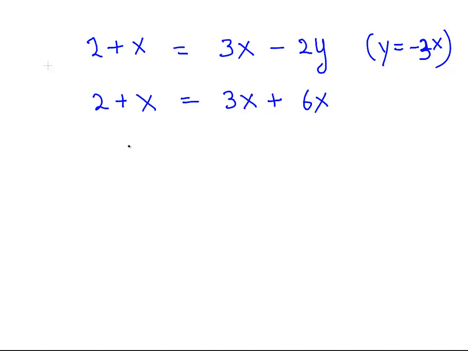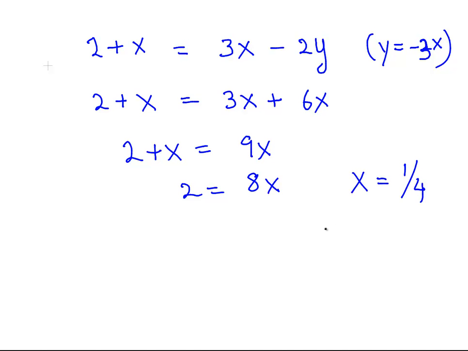So what we have here is 2 plus x is equal to 9x. 2 is equal to 8x. x necessarily is equal to 1/4. Therefore, y is equal to minus 3x, and therefore that is equal to minus 3/4. So that's the answer there: x is equal to 1/4, y is equal to minus 3/4. And that ends this exercise.